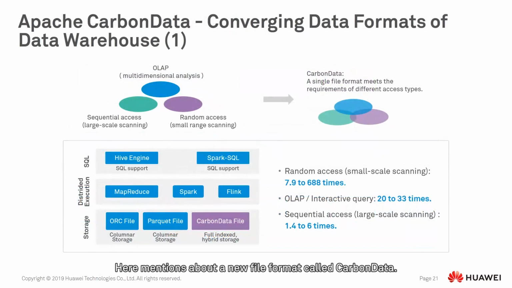Here mentions a new file format called CarbonData. Why do we need this kind of file format? For a data warehouse, we have three different access types of data: OLAP, sequential access, and random access. OLAP means online analytical processing. These three types are applied for different scenarios, but we want a file format that meets the requirements of all these three access types. That's why CarbonData was created.